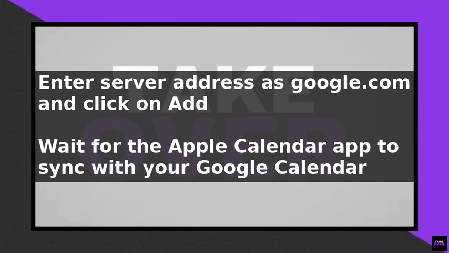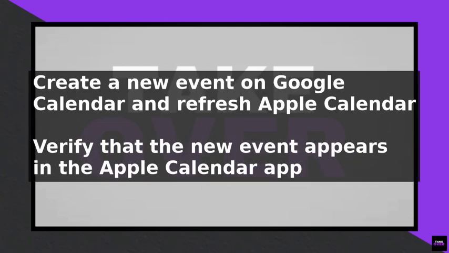In terms of best practices, it is a good idea to regularly check that the sync is working properly, especially after making changes to your calendar. You can do this by creating a new event in one platform and checking that it appears in the other platform. Additionally, make sure to keep your Google account and Apple device up to date, as this can affect the sync.